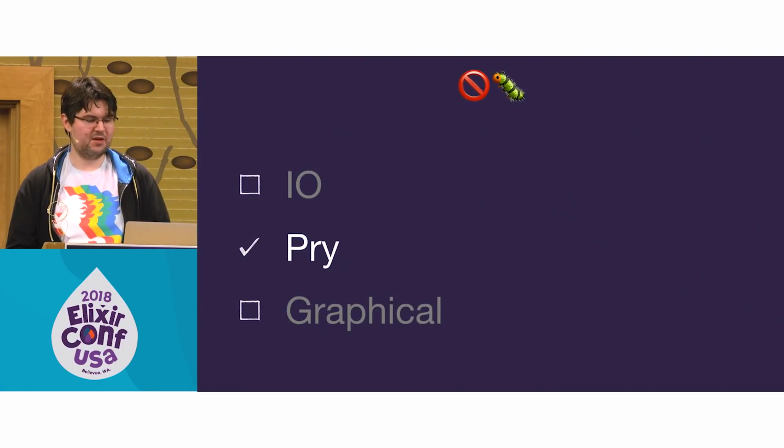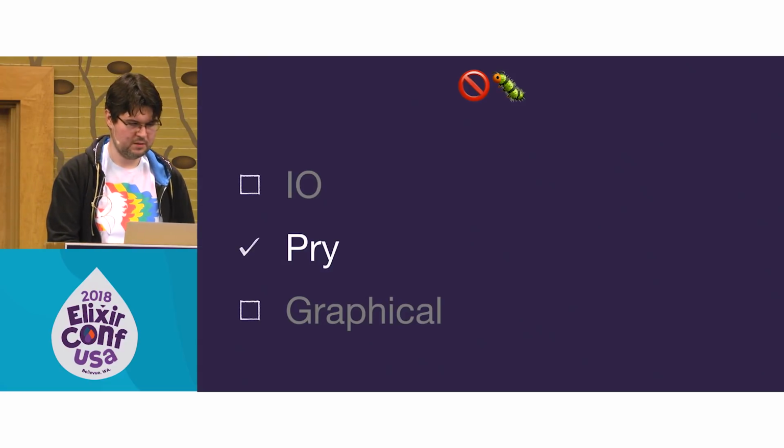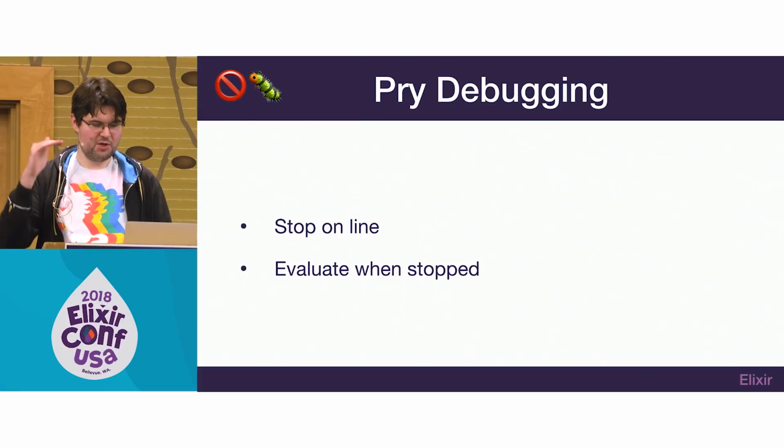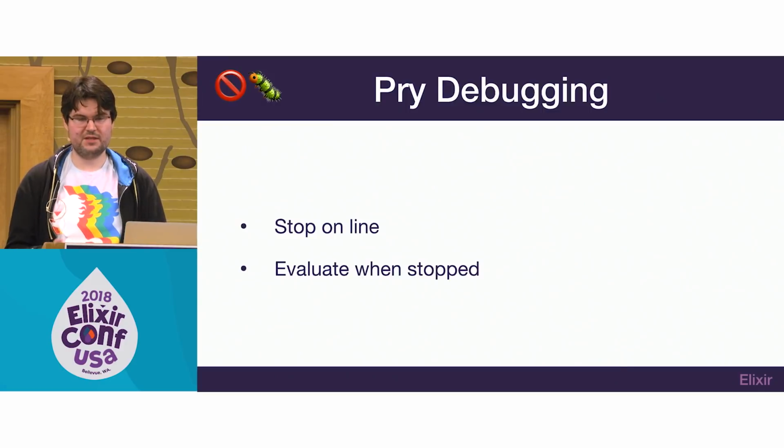Moving beyond printing with the IO module, the next step for most developers is IEx.pry. Pry allows you to stop where you call pry and look at the variables or evaluate code. So it's more interactive than the IO modules.